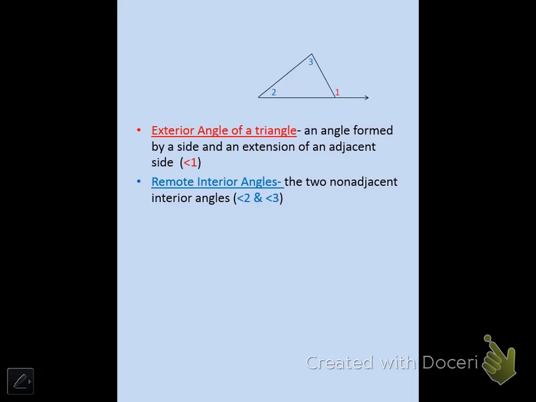remote interior angles, the two non-adjacent interior angles. So non-adjacent means that it's not sitting next to angle 1. So it's going to be these two angles that sit out here that do not sit next to angle 1.